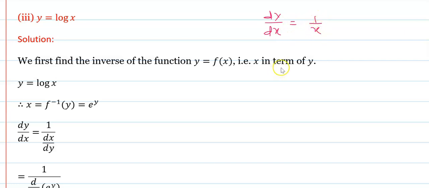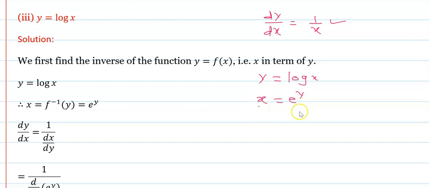But how do we find it by using the inverse? This answer will be our final answer. But here y is expressed in the form of x. Now we will express x in the form of y. It is an easy function. Now y is equal to f of x here, y is equal to log of x. It is a logarithmic function, and then it will be converted into the exponential function. Therefore x is equal to e raised to y.